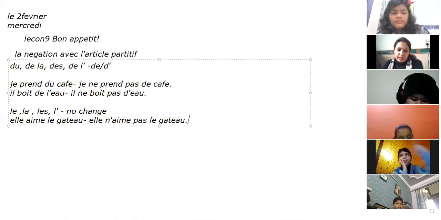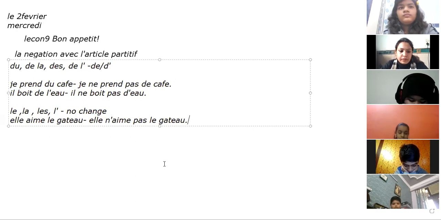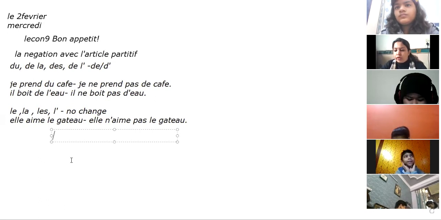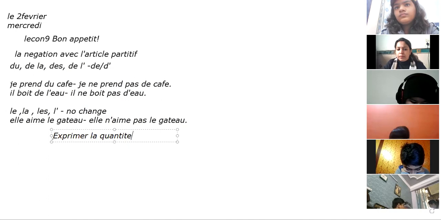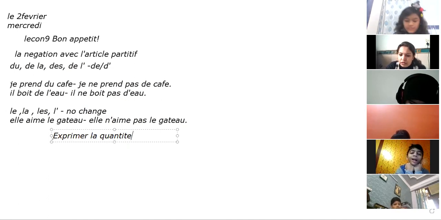Now come to page number 107. Page number 107 has a topic exprimer la quantité, expressing the quantity. How are we expressing the quantity in French? First is une barre de chocolat. You have to write it in the books. It's a bar of chocolate. Please write it down. Une barre de chocolat is a bar of chocolate.